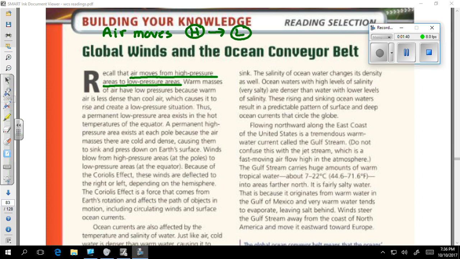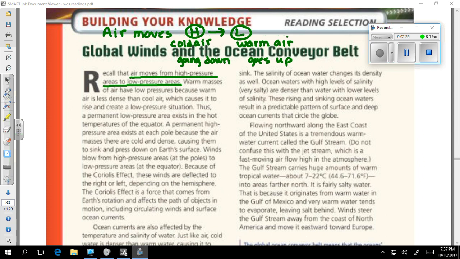And remember that high pressure is cold air that's going down. It's causing a lot of force on the ground because it's going down. And then you have low pressure, which is warm air that goes up. And it's low pressure because, as it's going up, because it's lighter, it's not exerting very much force on the land.